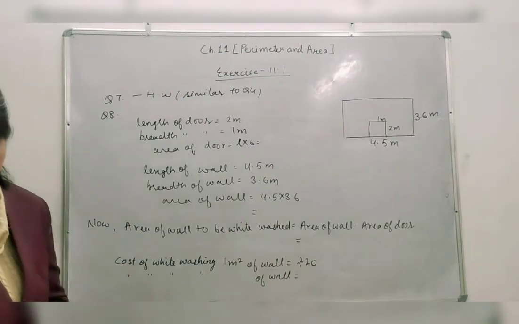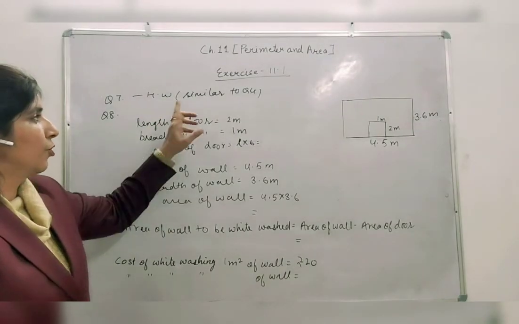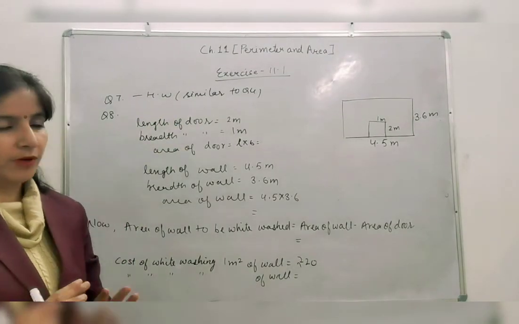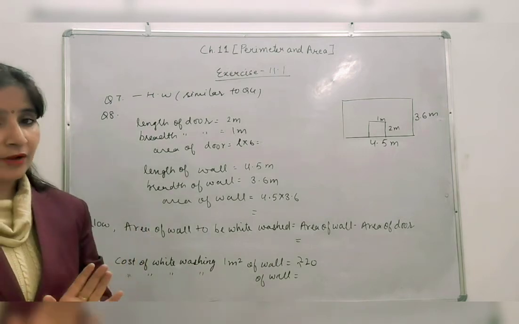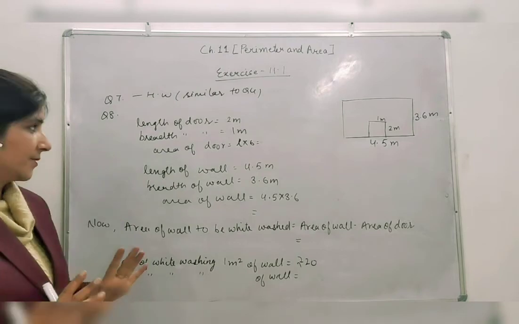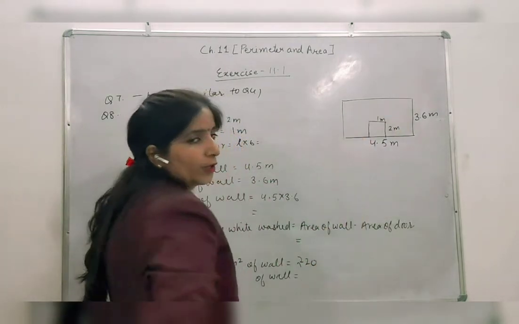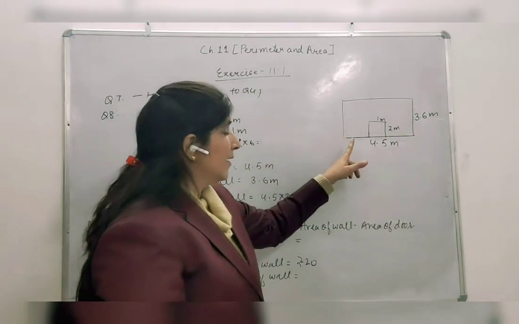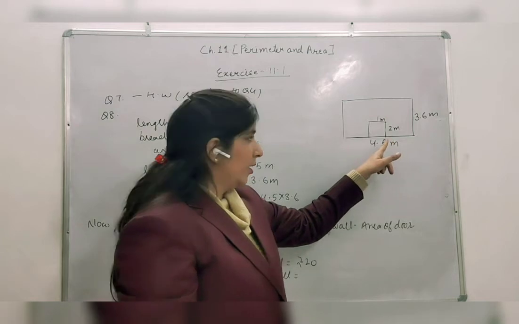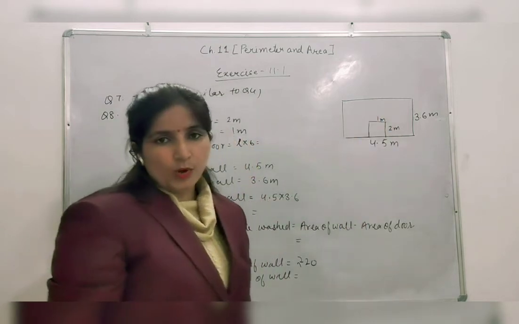Now students, question number 7 is your homework that you have to do yourself. It is similar to question number 4. Now question number 8 is also similar to one of the examples, but then also we are discussing. Okay, what is this question? In this question there is a rectangular wall given, the length and breadth are given to us, and there is a door in that wall whose measurements are given. The length is 2 meter and the breadth is 1 meter.